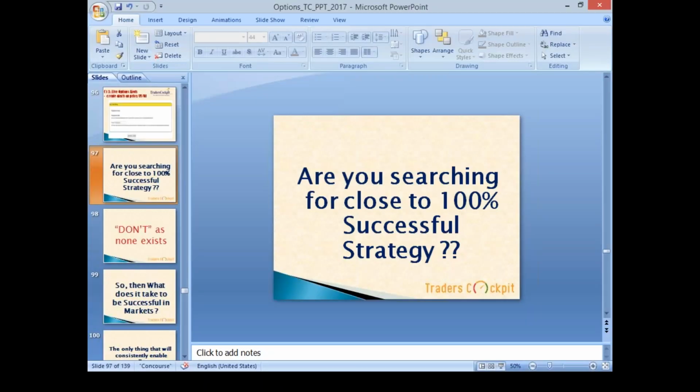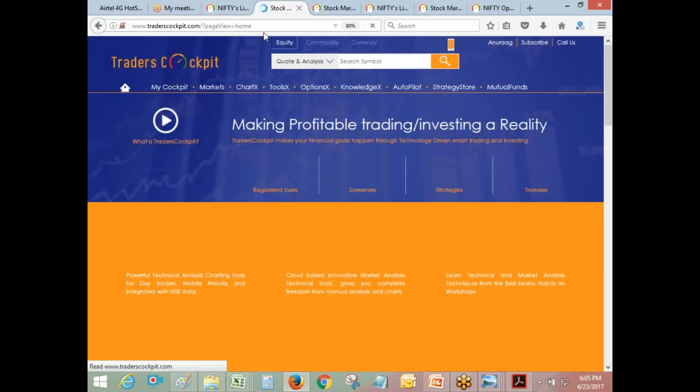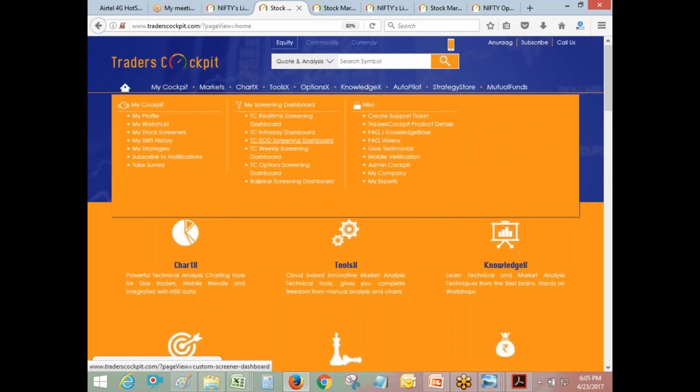Okay. So for that, the best way is to go again to the software. Now I'm talking about other screeners. I'm not talking options. Option page is over. I'm trying to show you how you can get it. So let's go to market. Let's go to cockpit. There are other screeners. So there are intraday dashboards. Let me open one intraday dashboard to show you the intraday strategy.